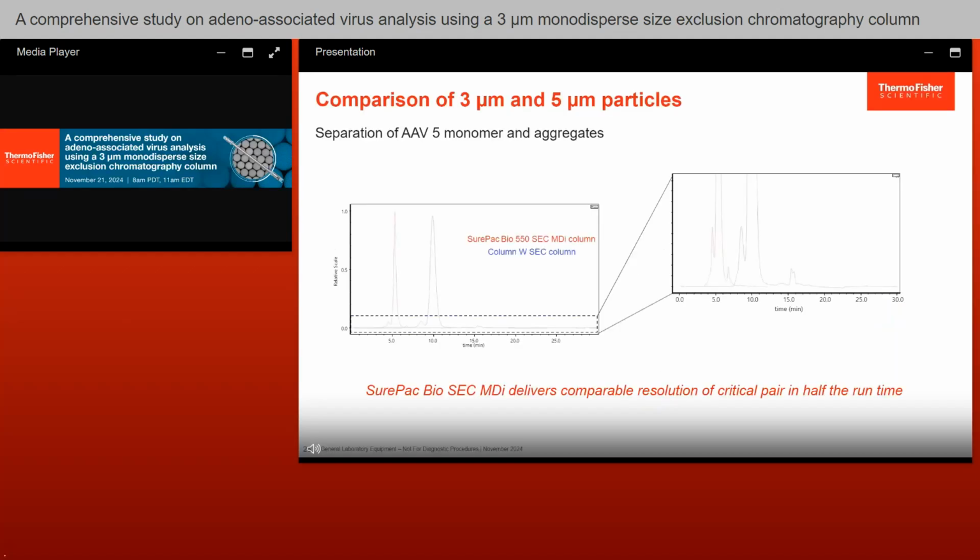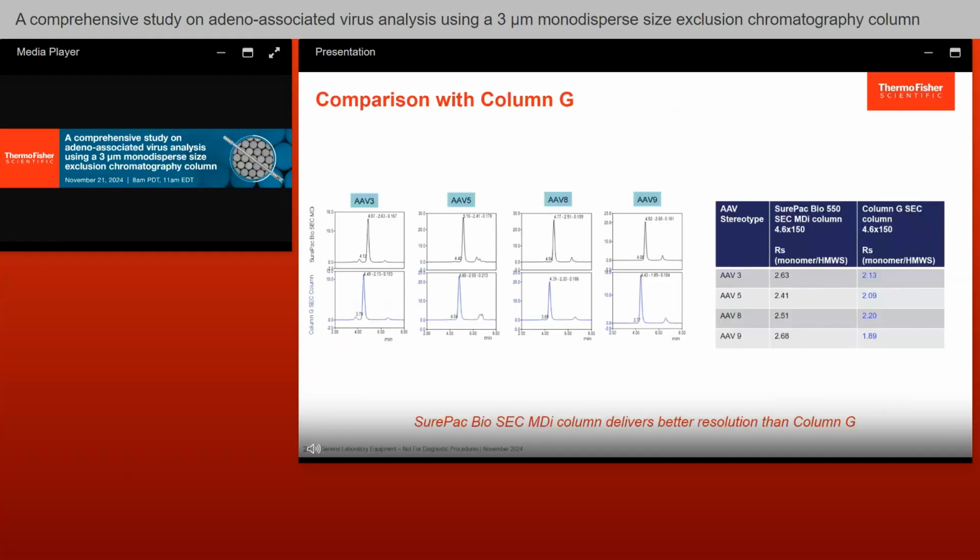As we briefly discussed, we actually have better resolution and sharper peaks in less than half of the runtime. The SurePack Bio SEC MDI definitely delivers better resolution of the critical pair in half of the runtime. This one is a comparison with column G. Column G is a 450 angstrom column. If we look at AAV3, 5, 8, and 9 data, we can see that we have better resolution with all the samples. So the SurePack Bio SEC MDI column definitely delivers better resolution than column G.